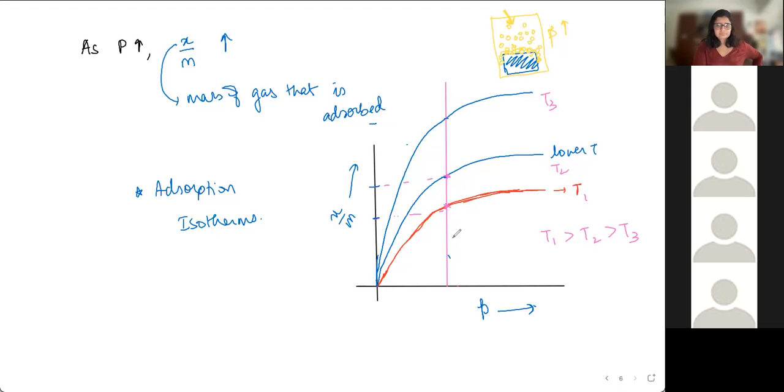Shouldn't the quantity increase as we go up the graph? Oh wait, it's x by m. That's why it's decreasing, right? No, nothing to do with x by m. X by m just tells you, if you're comparing 1 kg of charcoal or nickel, how much gas has been adsorbed on it. That is x. But then why is it decreasing as we go up the graph?